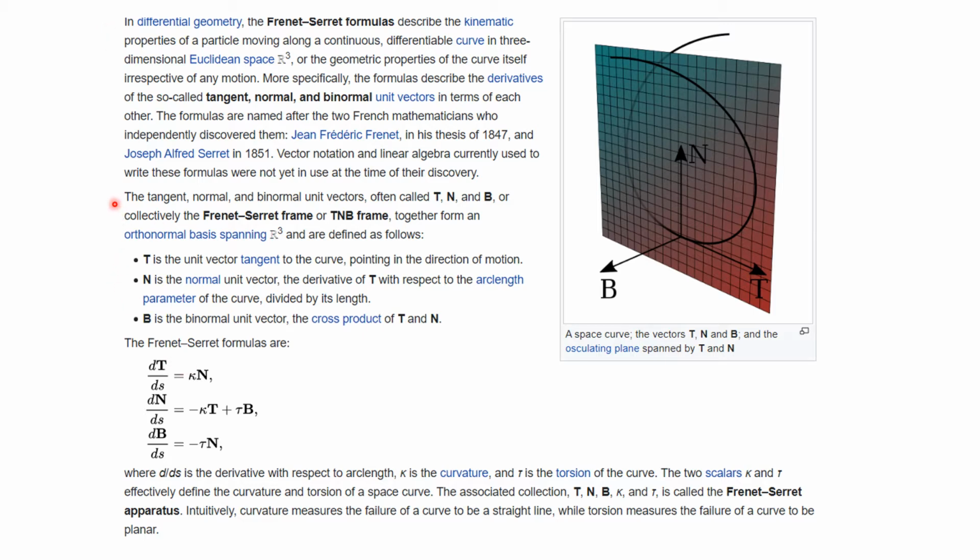The tangent, normal, and binormal unit vectors, often called T, N, and B, or collectively the TNB frame, also called the Frenet-Serret frame after a couple of people who did a lot of work in this area, together form an orthonormal basis spanning R3, and it's defined in the ways that we just did it. So you see at each point on the curve we have a three-dimensional frame that is very, very useful.